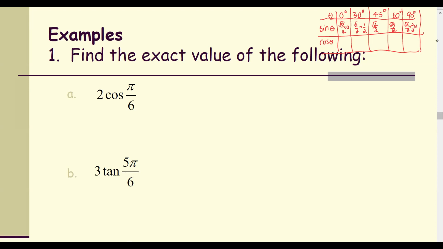For the cosine of theta, it is the reverse order of the sine of theta. It's going to be 1, square root 3 over 2, square root 2 over 2, 1 over 2, and 0.